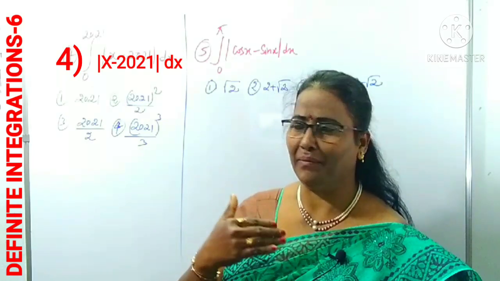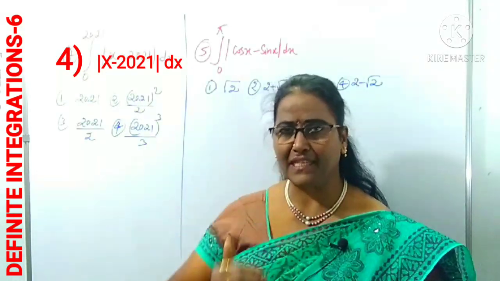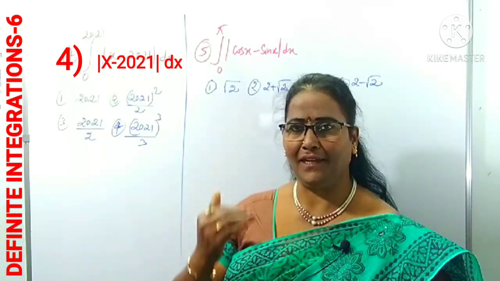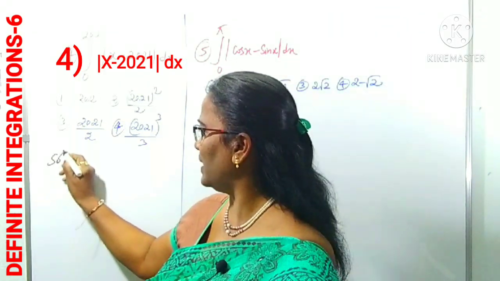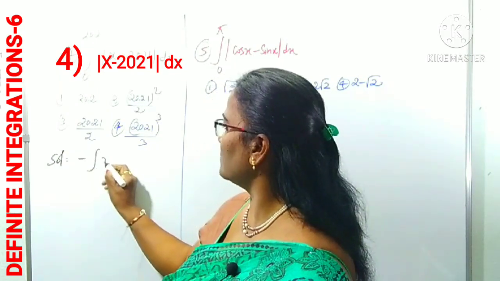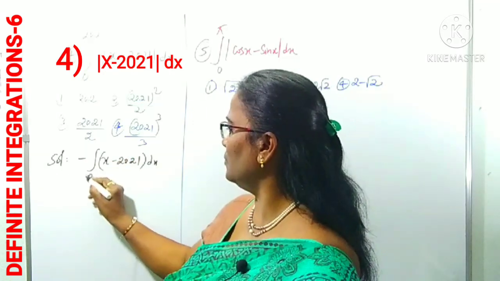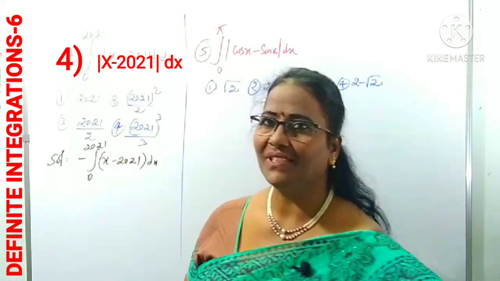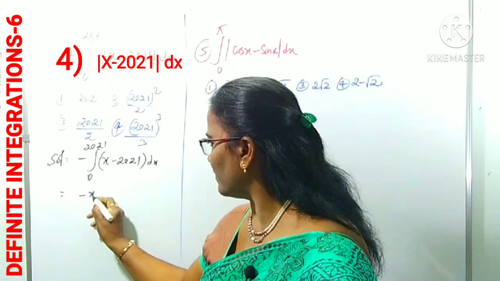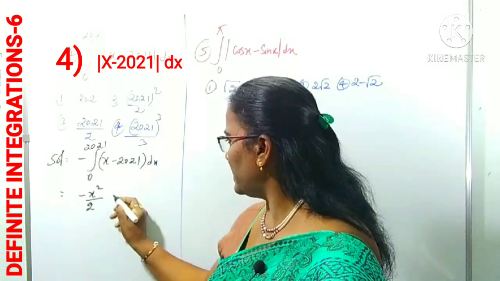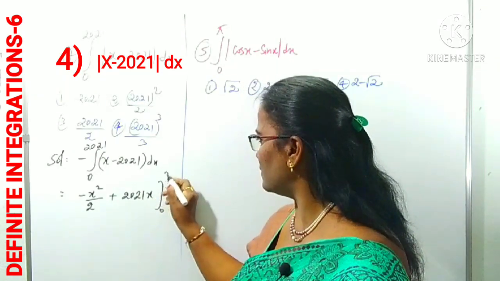Now we can concentrate on the limits. What are the limits? 0 to 2021. Is 0 less than 2021 or more than? Yes, clearly less than. Less than means we can take 100% minus. Therefore, we can take minus of integration of x minus 2021. This modulus becomes negative within the limit 0 to 2021, right? Now integrate it. Integral of x is x square by 2, with minus x square by 2, with minus into minus plus 2021. Integral of 1 is x. The limits from 0 to 2021, right?